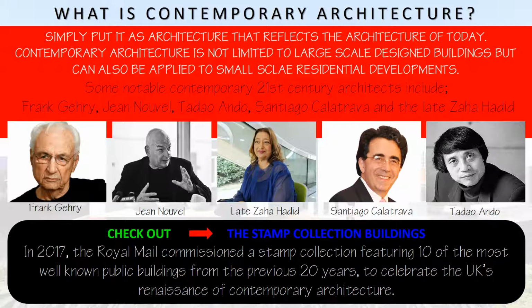What is contemporary architecture? Simply put, it is architecture that reflects the architecture of today. Contemporary architecture is not limited to large-scale design buildings, but can also be applied to small-scale residential developments. Some notable contemporary 21st century architects may include Frank Gehry, Jean Nouvel, Tadao Ando, Santiago Calatrava, and of course the late Zaha Hadid.